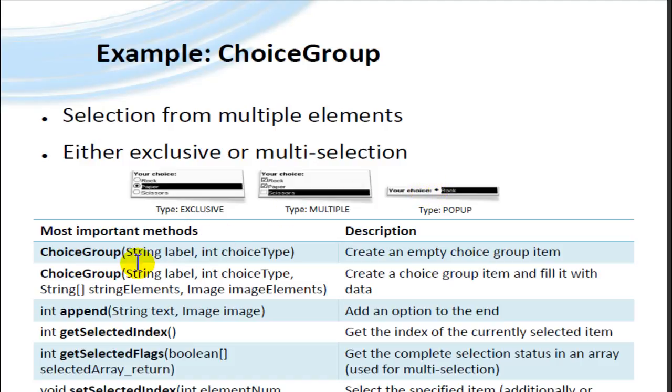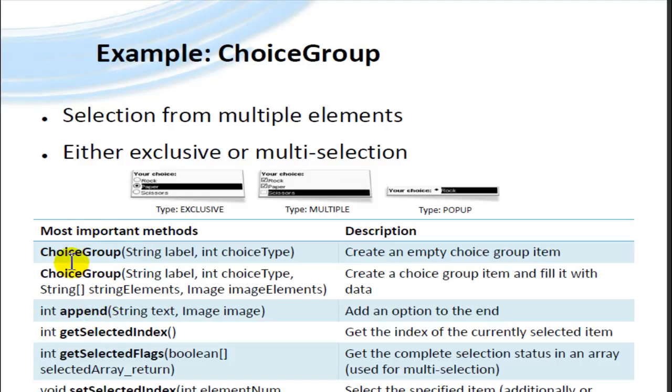So we have a lot of methods here, like if you want to append something, you want to get the selected index. That's important: if you select something, how do we come to know which choice you have selected? The get selected index will tell us the index of the currently selected item. If you want to append something to it, then you have the int append. That adds an option to the end. It means if you have 3 options here and you want to add a 4th option, you can use the append method.